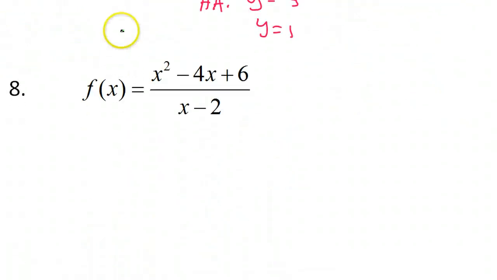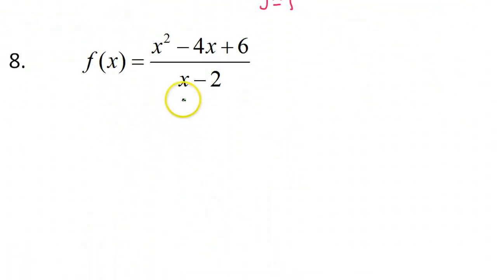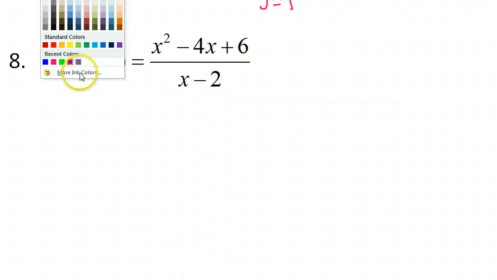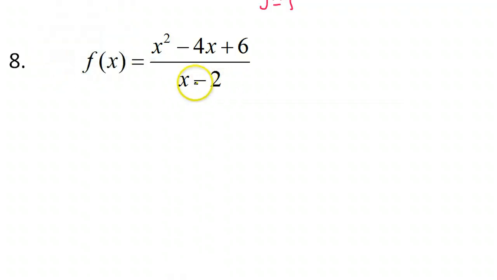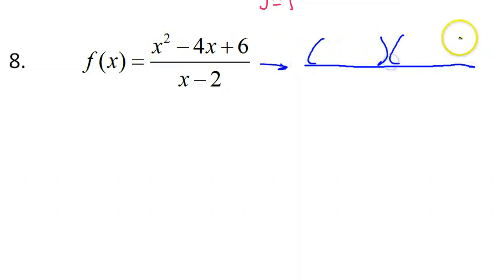Alright, let's take a look at number 8. Okay, again, we need to factor the numerator to see if anything is going to cancel out. Right now it's looking like, oh, maybe there's a vertical asymptote at 2. Well, not so fast. If this winds up canceling out, it won't be a vertical asymptote. It'll be a hole instead. Okay, so this is going to factor. So this numerator should be easy to factor.